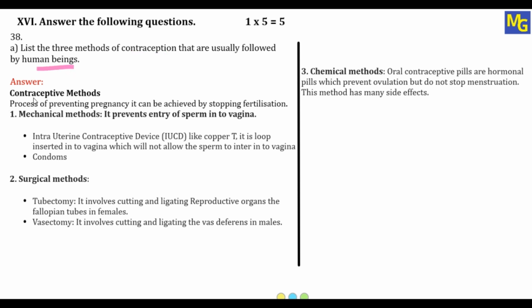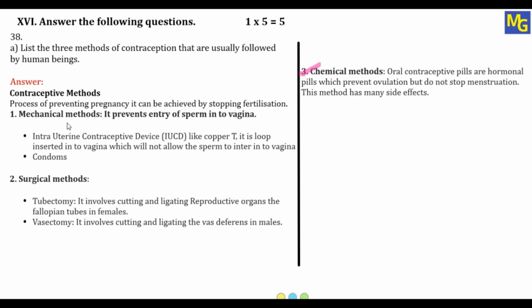So here the answer is contraceptive methods. The process of preventing pregnancy, it can be achieved by stopping fertilization. So contraceptive methods are the methods which are used to avoid or prevent pregnancy in human beings. So here this can be done by stopping fertilization, and we have to see the methods which can stop the fertilization. So here we have three methods. One is mechanical method, second is surgical method, and third is chemical method.